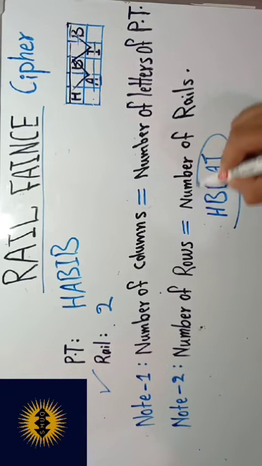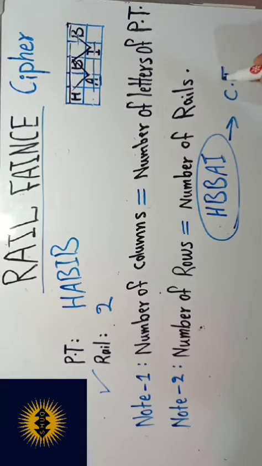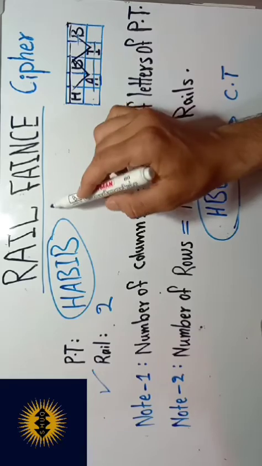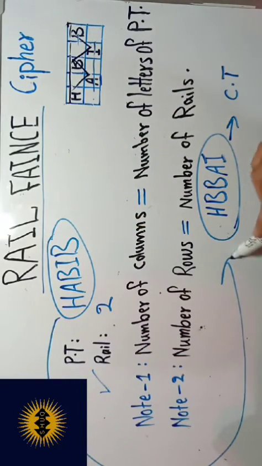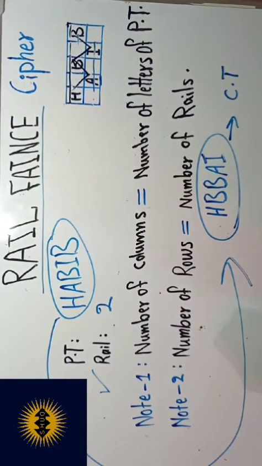So this text is called the cipher text, or the encrypted text. This was our plain text. Now we did the operation on that, and after that we get our cipher text like this, HBBAI. Thank you for watching.